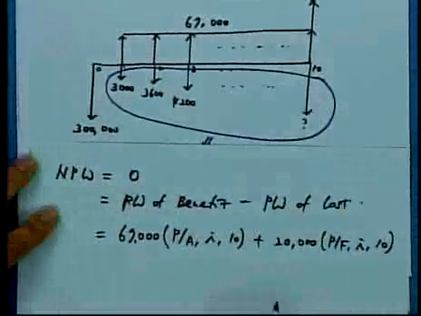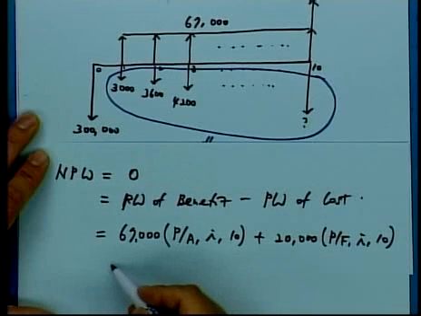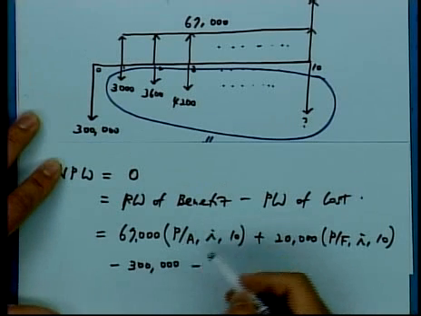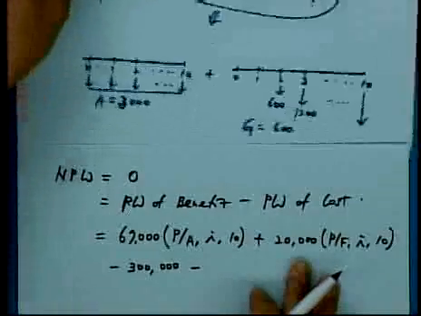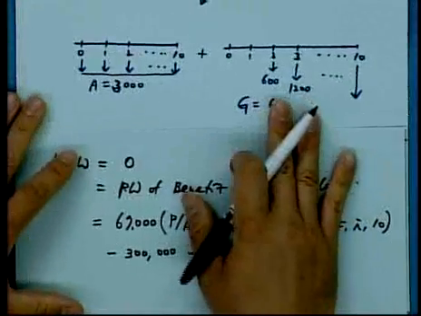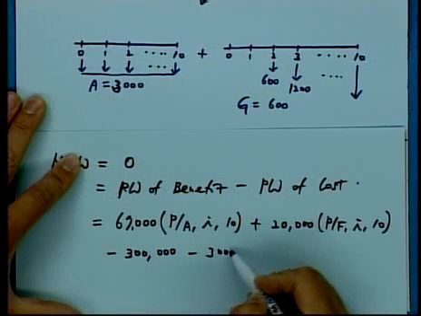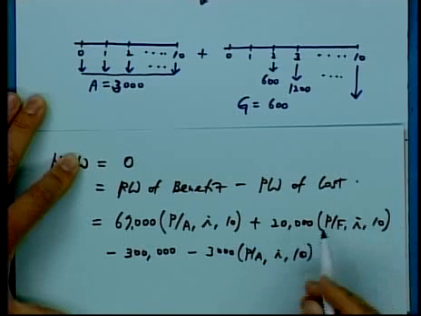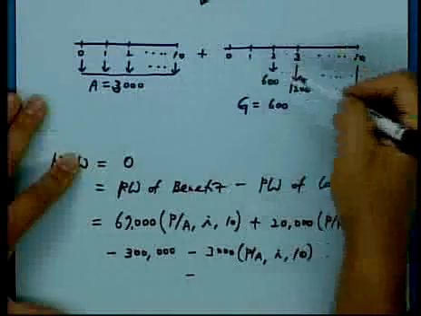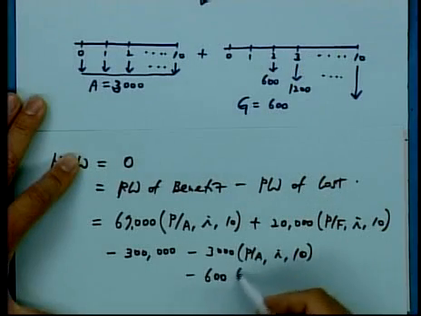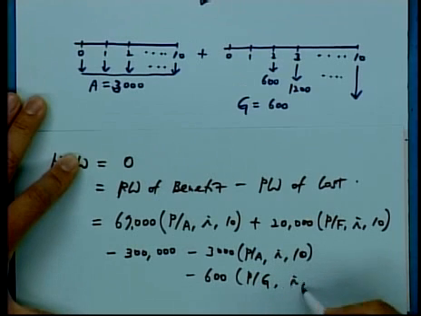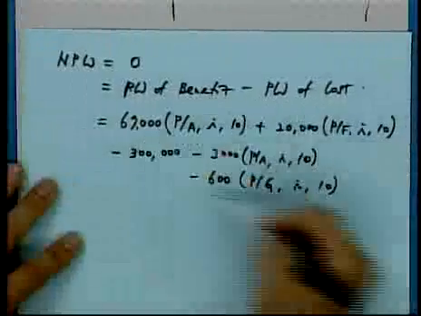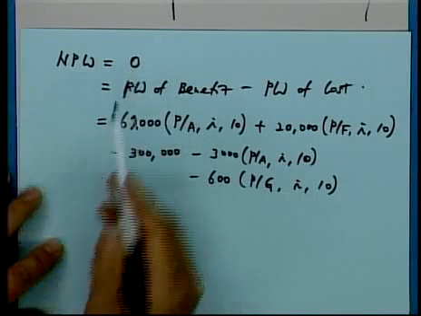And here, the negative cash flow, which is 300,000, and minus $3,000 times P given A, i over 10 periods, minus this arithmetic gradient series of 600 times P given G, i over 10 periods, right? So if you compute this, it must be equal to 0, right?